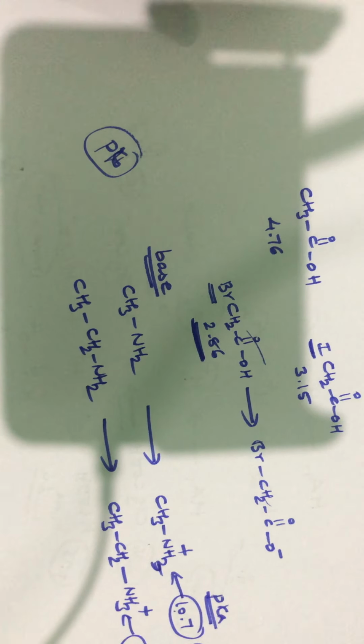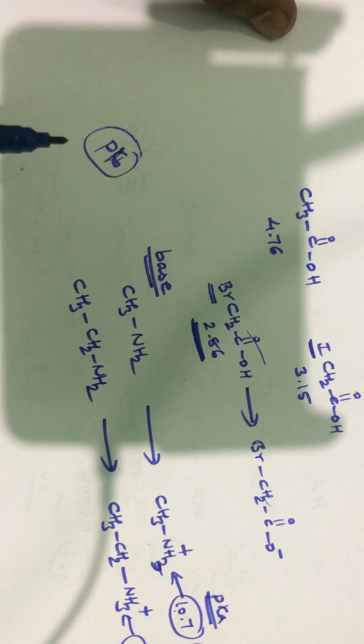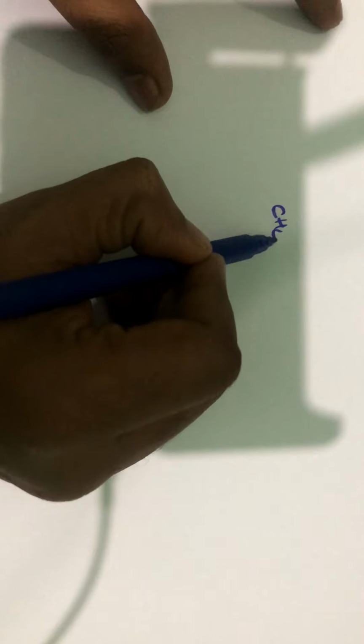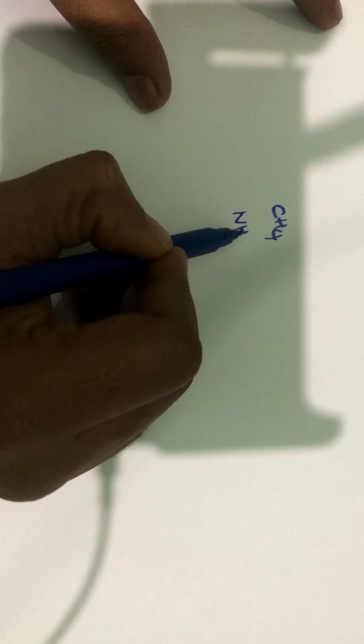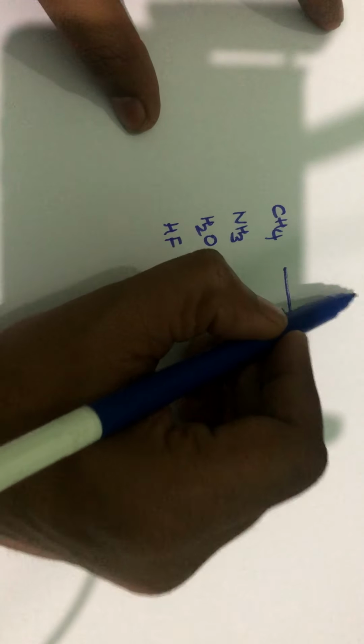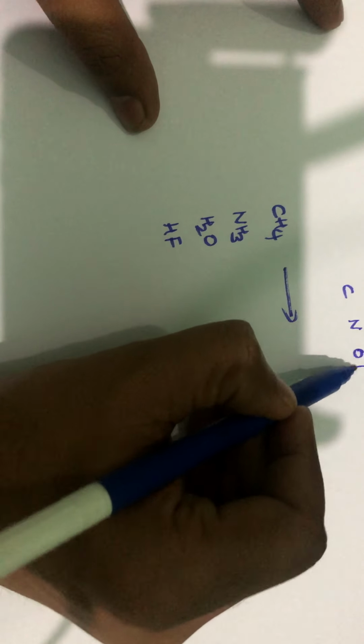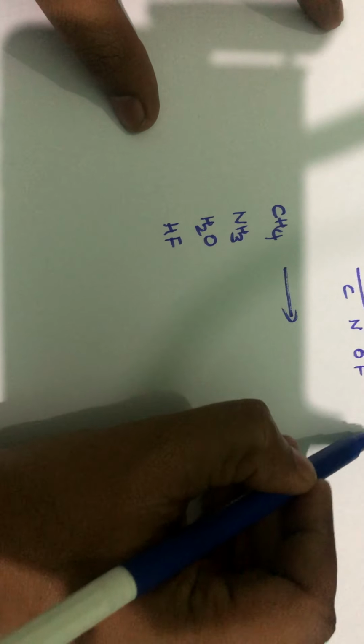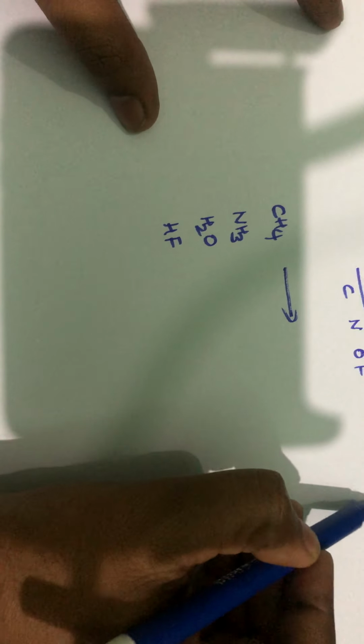Okay, so one of the factors that affects the pKa value is the stability of the anion. There are other factors also that affect it. One is the electronegativity as well as the size. Let's take an example of CH4, NH3, H2O and HF. This is along the period: carbon, nitrogen, oxygen, fluorine. As we move, what happens to electronegativity? It increases.